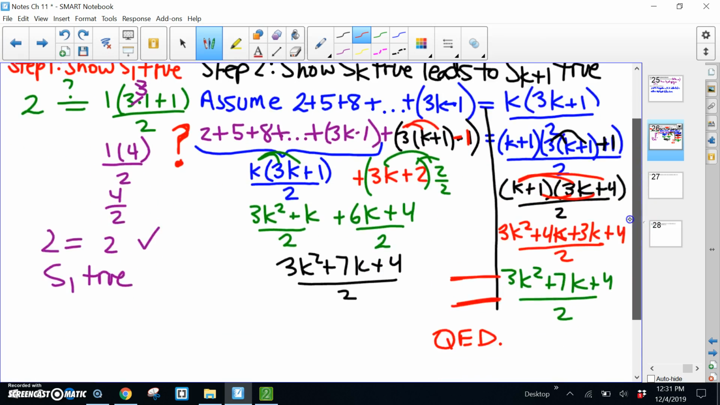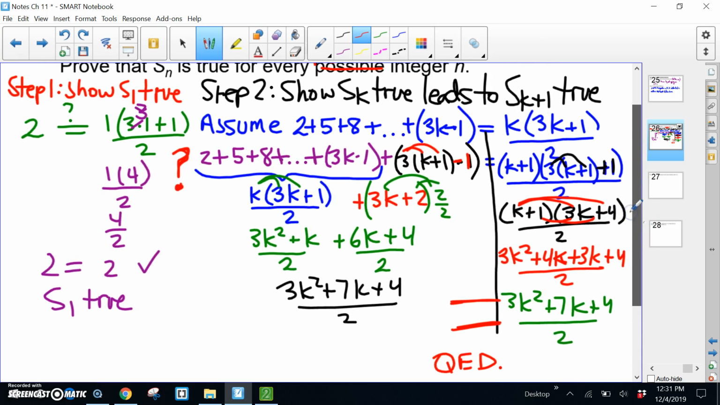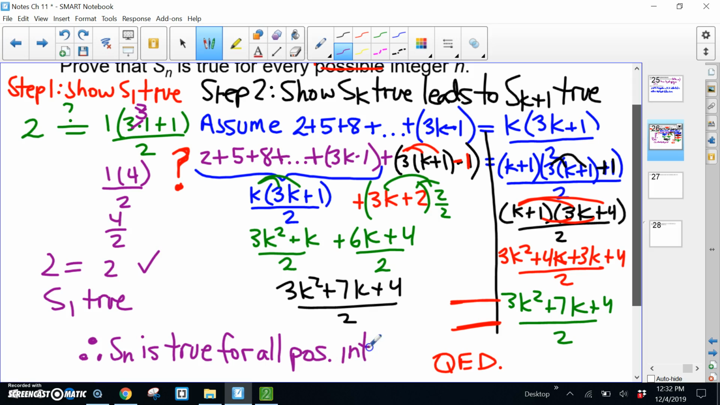It's a proof, okay? I might just add this to the bottom of the statement, though. I might say something like this: Therefore, S sub n is true for all positive integers n. Now that's not the answer. The whole thing is the answer. This is a proof, but that just kind of wraps it up.